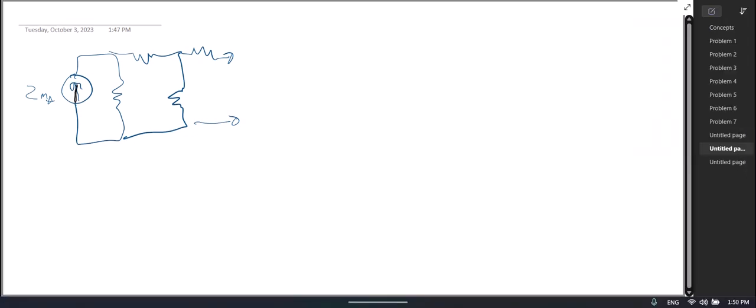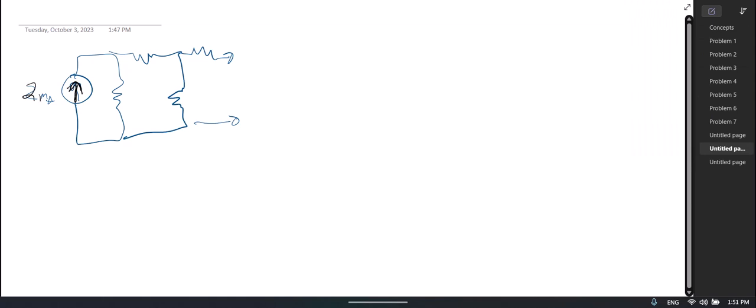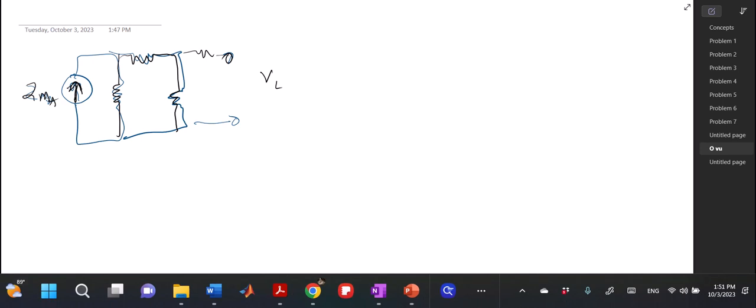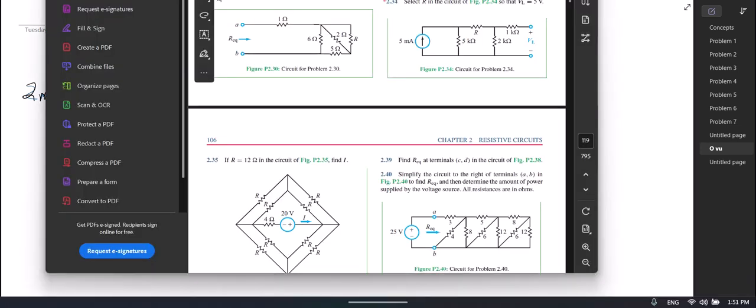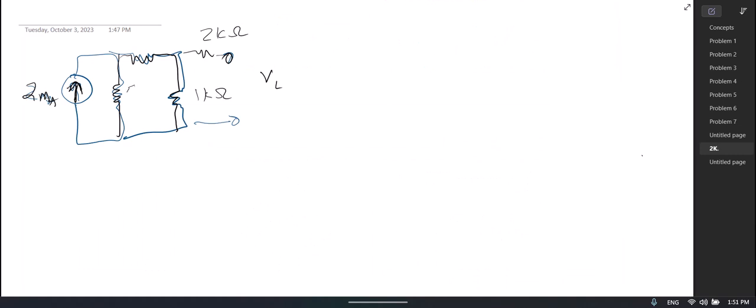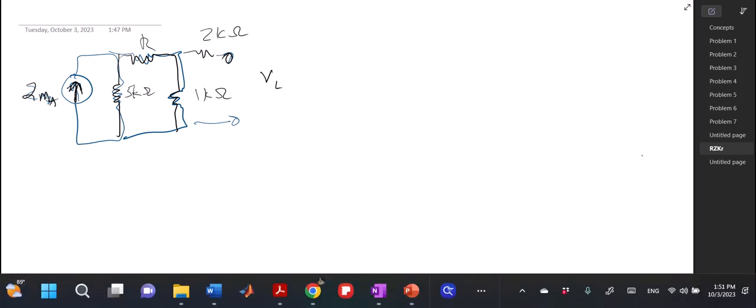So I've got a current source, and I'm saying it's 2 milliamps. And I've got some resistors in here of various values. I'm calling this VL over here. This is to make it look similar to this one. These are in kilo ohms, and that's our unknown. So 2 kilo ohms, 1 kilo ohm, 5 kilo ohms, and R.